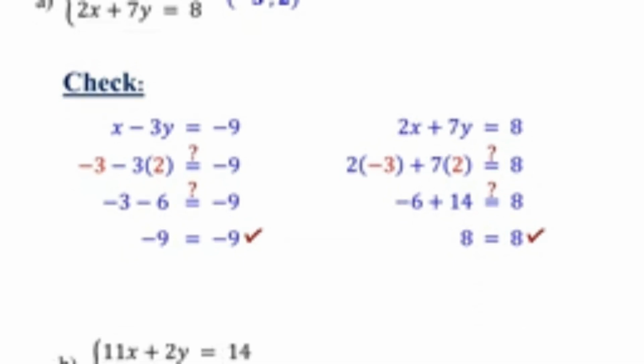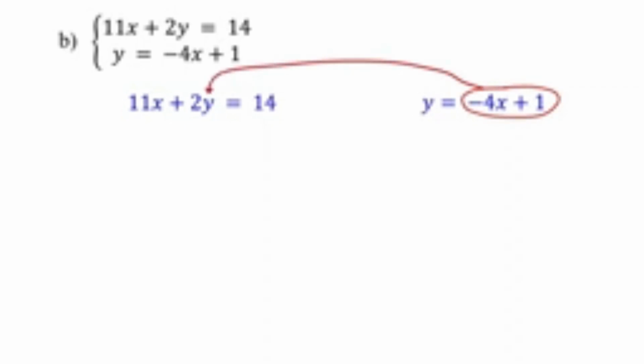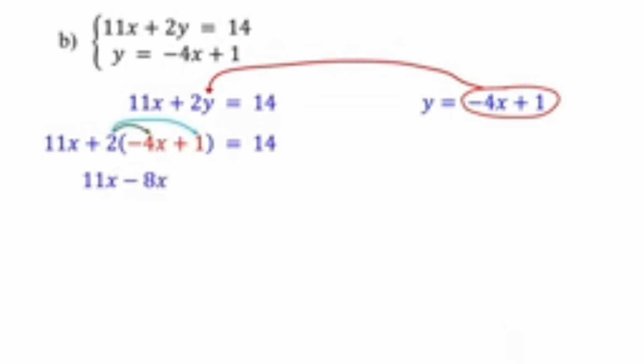Now, let's try the second example, where the second equation is already solved for y. Since y is already isolated in the second equation, we just need to substitute this expression for y into the first equation. Now let's solve this equation for x. First, distribute the 2. 2 times negative 4x is negative 8x. 2 times 1 is 2.